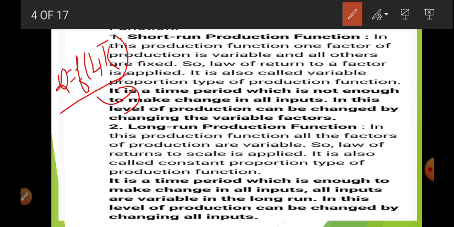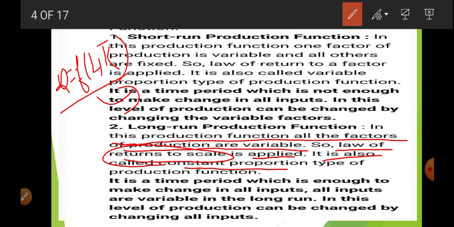Now, the long run production function. In this production function, all the factors of production are variable. So the law of returns to scale is applicable. It is also called the constant proportion type of production function. It is a time period which is enough to make a change in all inputs. So all inputs are variable in the long run. In this, the level of production can be changed by changing all the inputs.